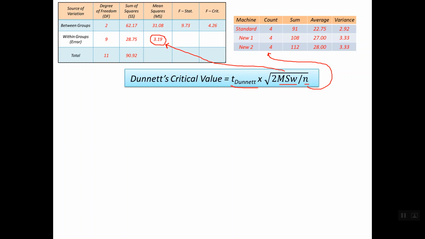So how do we determine the value for T for Dunnett? We should know three things. First, we should know the significance level. Then we should know small k, which is the number of groups, and we should know the total observations, which is capital N. So in order to determine T, we need to know all of these. Alpha is the significance level, and in our question it is 0.05.